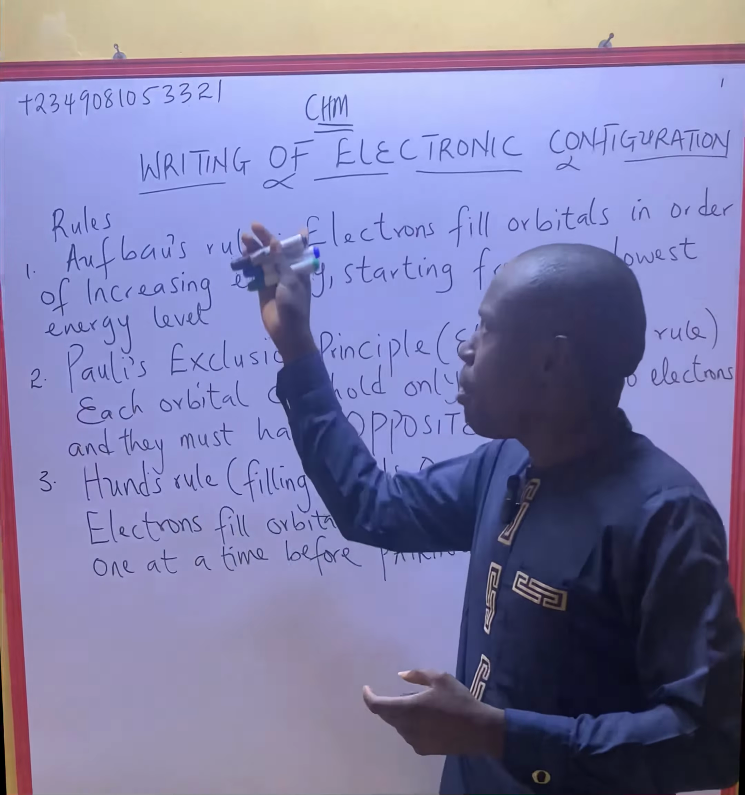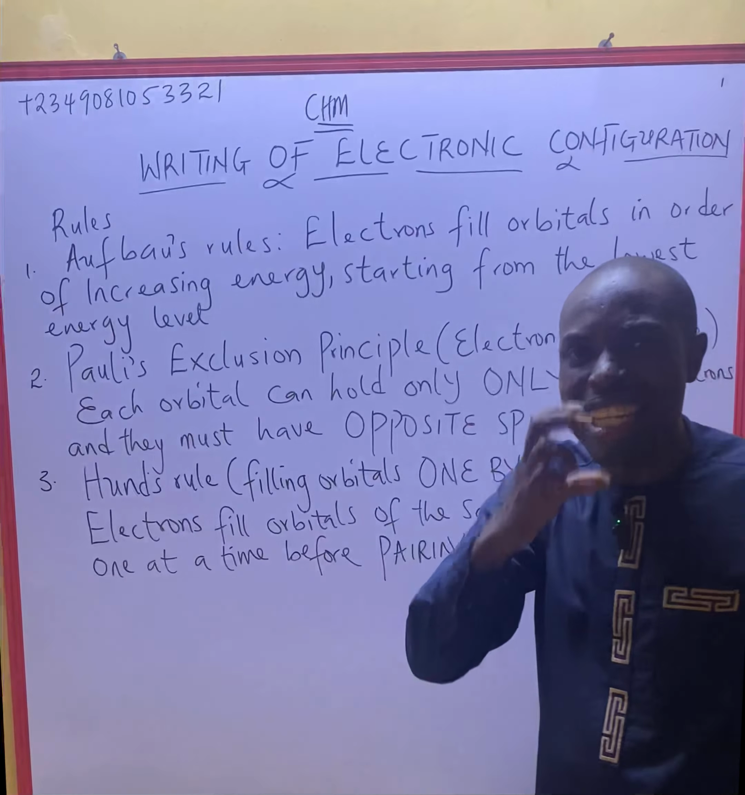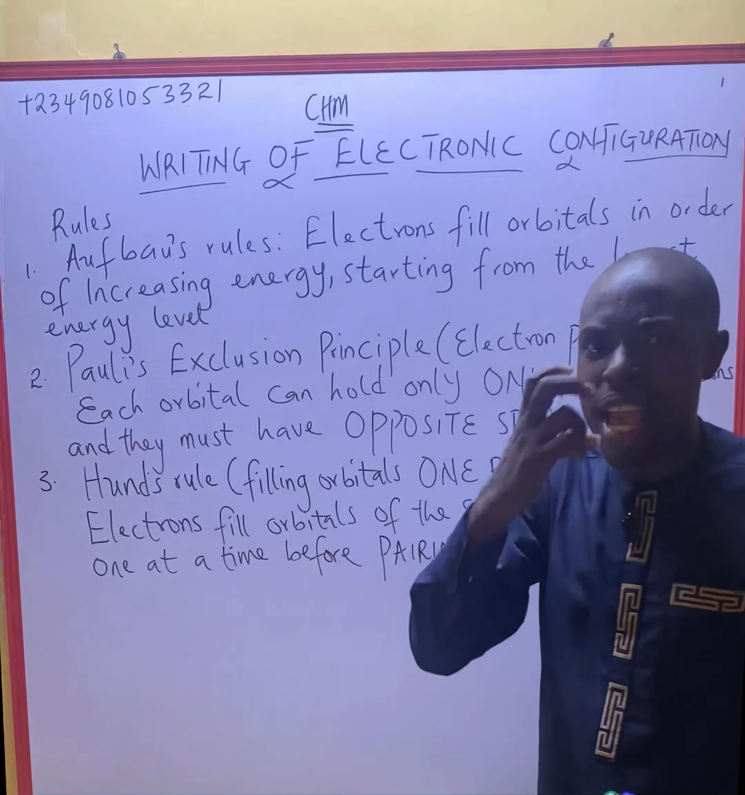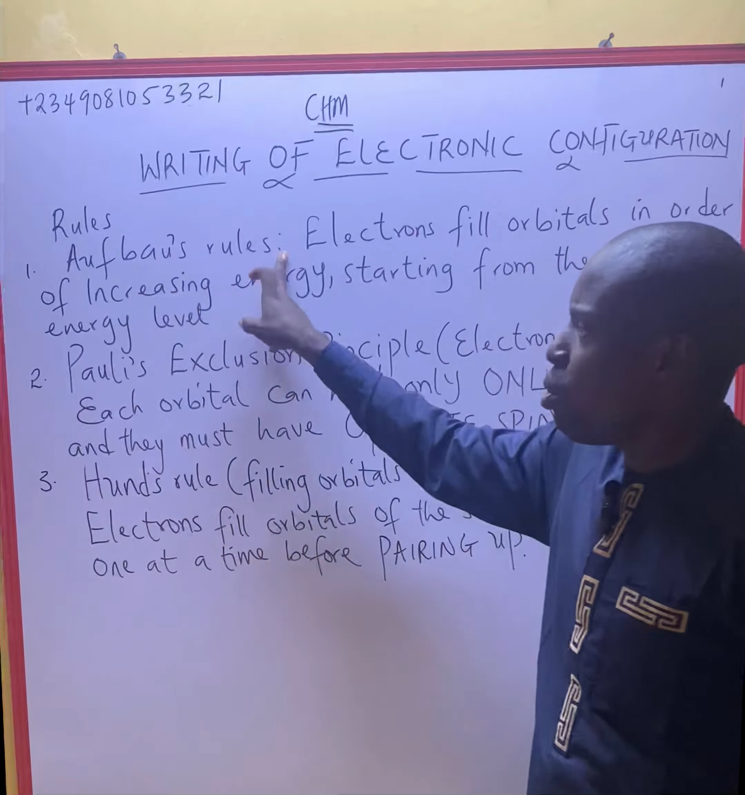Now we start with the rules. There are three basic rules that guide the electronic configurations of elements. The first one is Aufbau's rule, then Pauli's exclusion principle, and then Hund's rule. We'll start by stating each of these rules and how they can be applied in this video lesson in chemistry. The first one is Aufbau's rule.